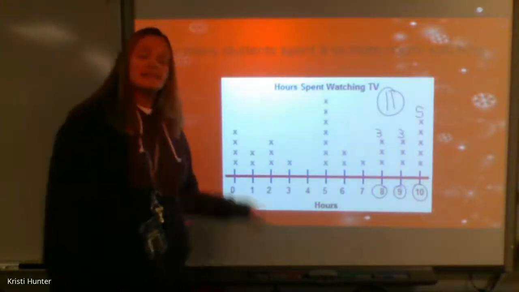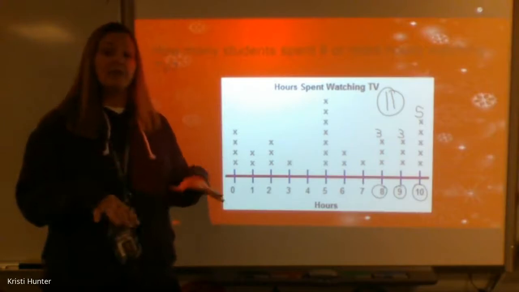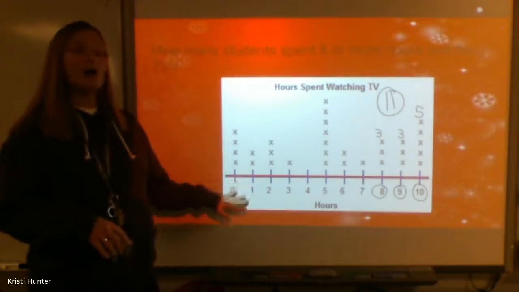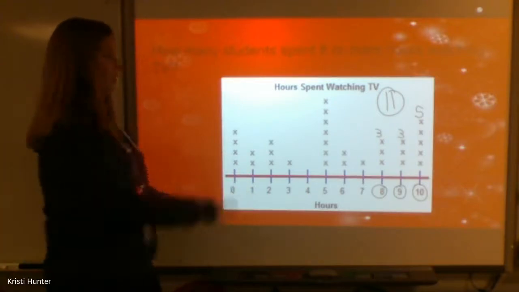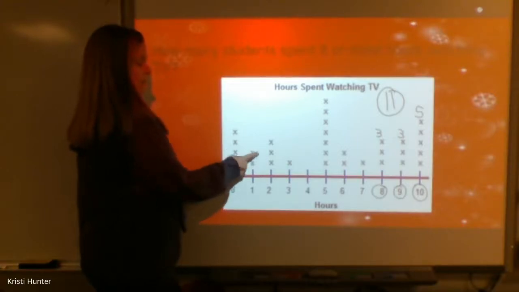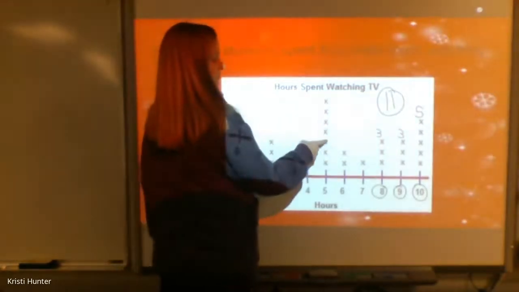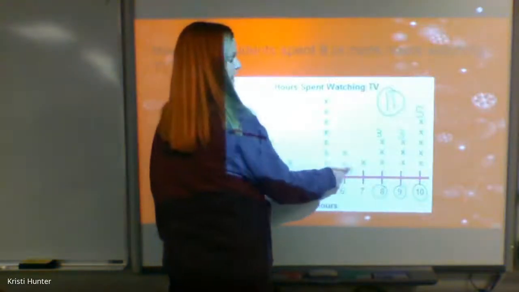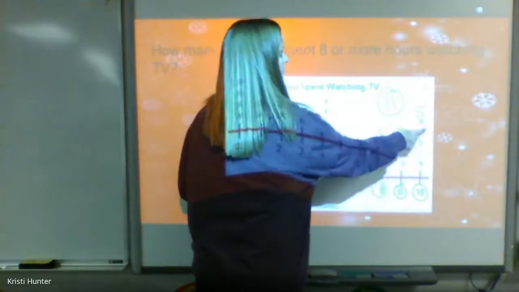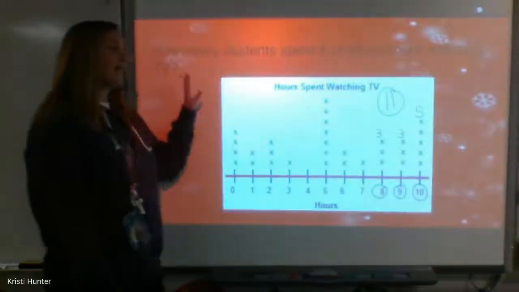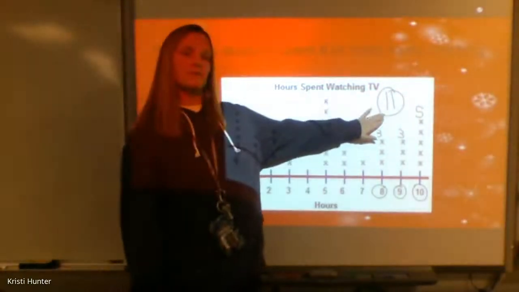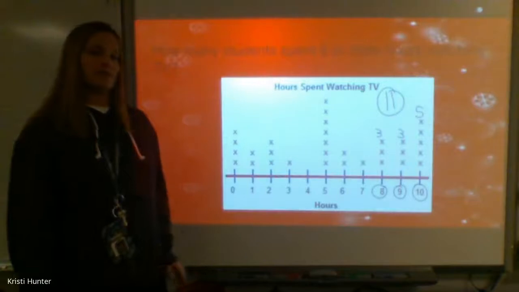Okay, this line plot is going to be like the picture graph and the bar graph, that if I want to know how many kids I'm talking about, all I do is count up my X's. So 1, 2, 3, 4, 5, 6, 7, 8, 9, 10, 11, 12, 13, 14, 15, 16, 17, 18, 19, 20, 21, 22, 23, 24, 25, 26, 27, 28, 29, 30, 31. So we have 31 kids total on this line plot. 11 of them watch 8 or more hours of TV.